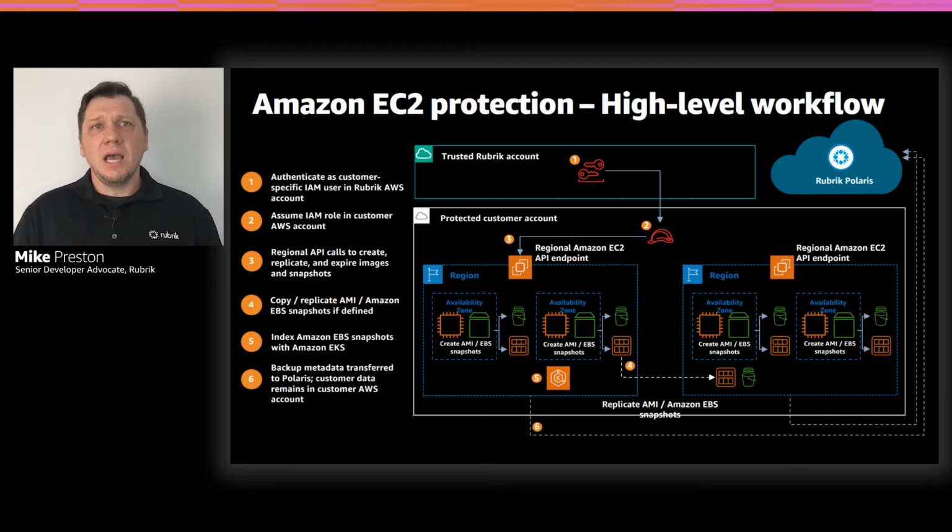And finally, and this is probably most importantly, we send all that metadata back to Polaris. The data though, the snapshots, the backups, all of this stuff stays within the confines of the customer account. Only metadata gets transferred back to Polaris. So that's EC2. Let's look at how RDS actually works.